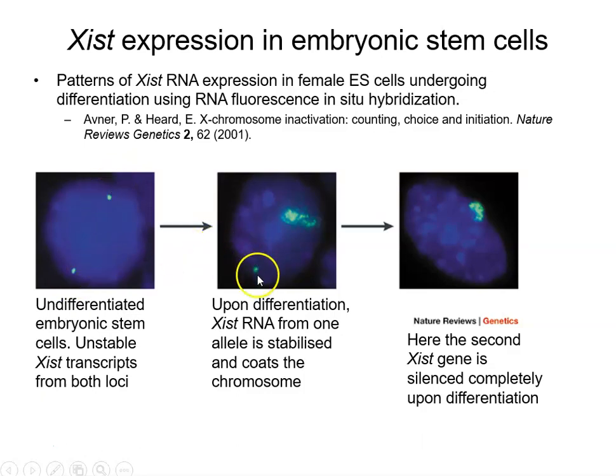Upon differentiation, one of those X chromosomes will accumulate Xist RNA all the way down it. The other one has still got the Xist center visible there. But then when you've got complete differentiation of that cell, the Xist RNA is coating one of the X chromosomes, the other one is not visible. That X chromosome that's not visible will be active. So this is the silent one because it's covered in the Xist RNA. The other one is the active X chromosome.